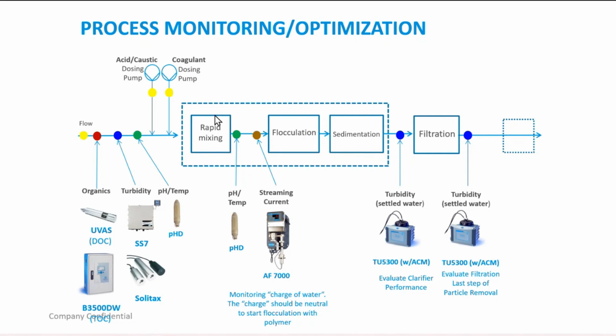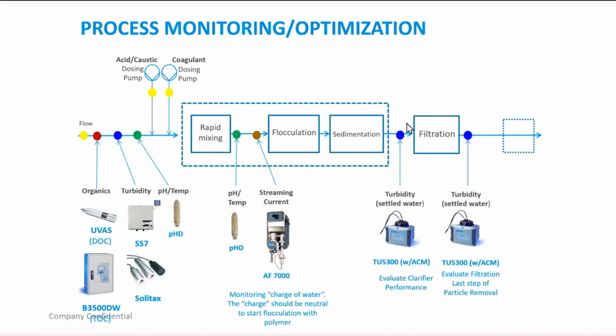After the coagulation, we will need to monitor pH or current. For current, we use the AF7000. At the outlet of a sedimentation tank, we need to monitor turbidity. Over here, I still recommend to use either Solitax, Solitax would be best over here.